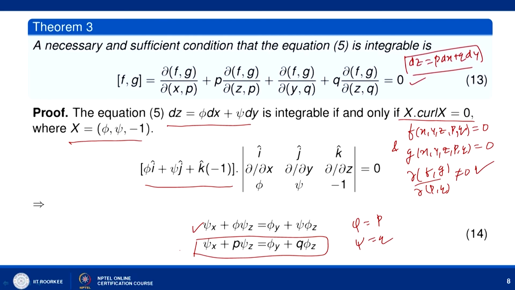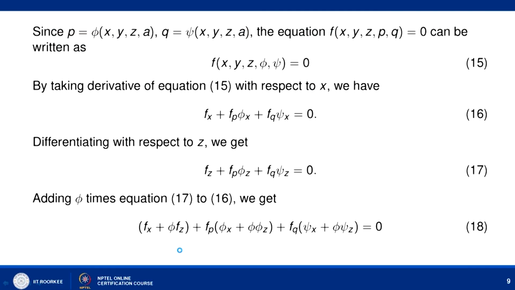So here, if you want a condition in terms of f and g, then we have to get rid of the expression phi and psi here. So for that, let us utilize the equation f and g here. Since p is equal to phi(x, y, z, a) and q is equal to psi(x, y, z, a), the equation f(x, y, z, p, q) = 0 can be written as f(x, y, z, phi, psi) = 0.